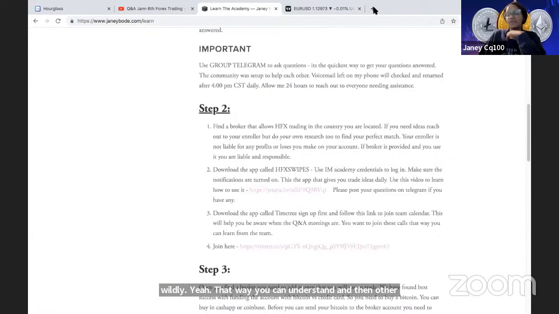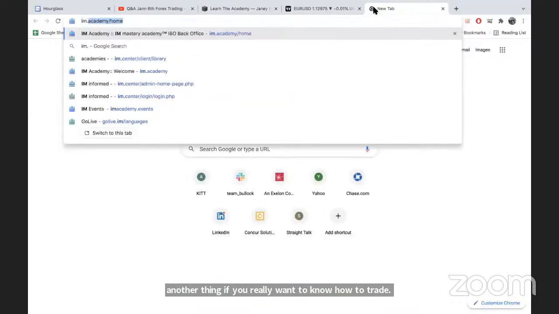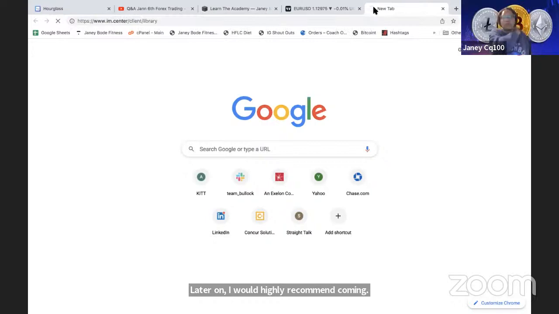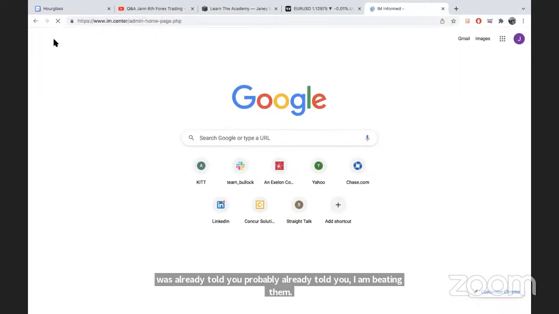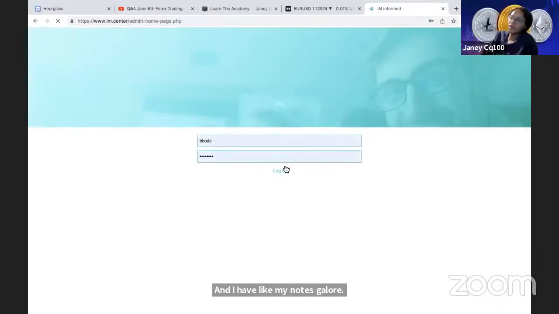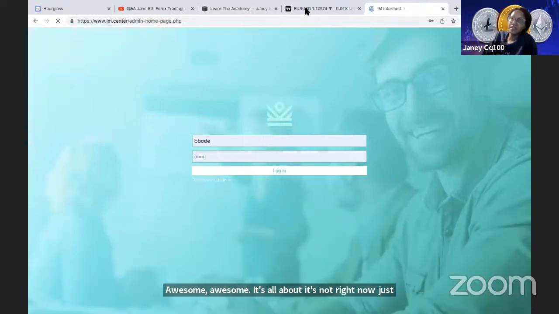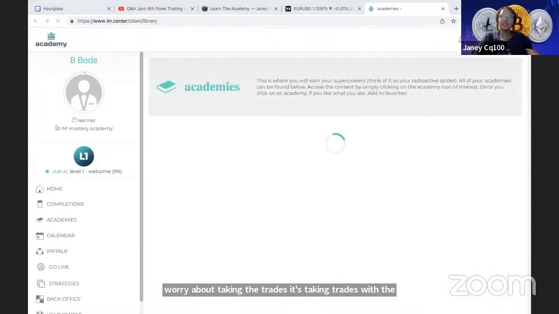And another thing, if you really want to know how to trade later on, I would highly recommend IM Dark Center. I don't know if Rose already told you this. I have been there, and I have my notes galore. Awesome. Right now, just worry about taking the trades with HFX swipes, and then you're studying.